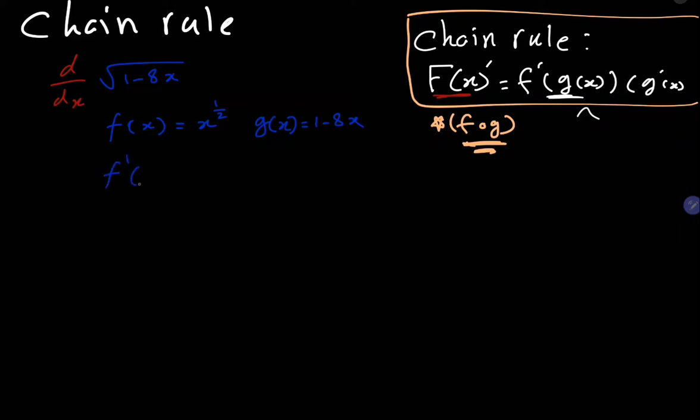So the derivative of f of x is basically 1 over 2 times x to the power of half minus 1, so it's going to be just minus half.